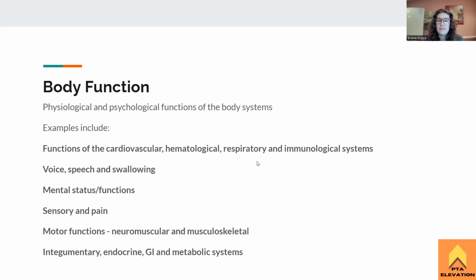Body function is the physiological and psychological functions of the body. So it's the way the body does things. Examples include the functions of our major body systems: integumentary, endocrine, GI, metabolic, neuromuscular, musculoskeletal, cardiovascular, hematological, respiratory, and immune systems. Also voice, speech, and swallowing, because these are bodily functions we can do. Mental status, because we're also focusing on the psychological component, and any sensory and pain function, such as sensation, vibration, and proprioception.